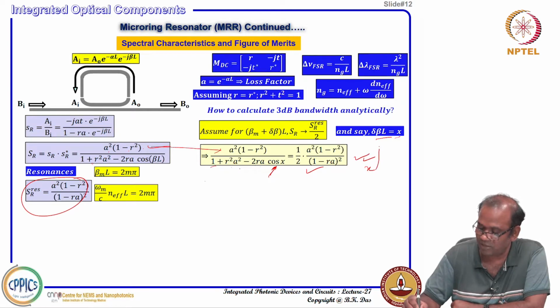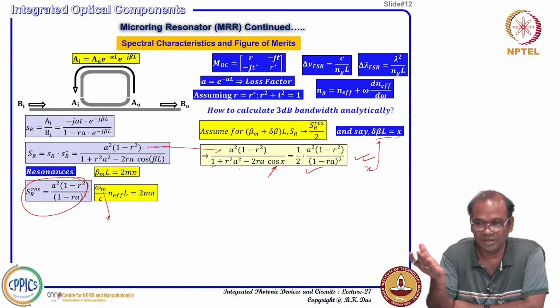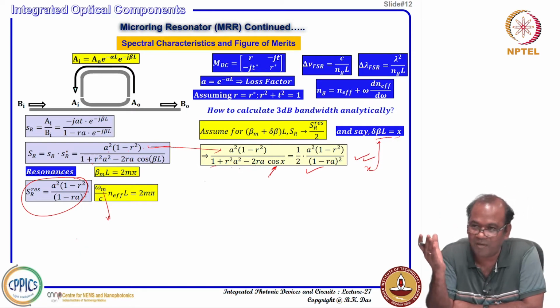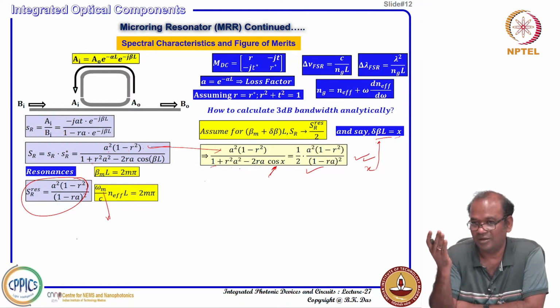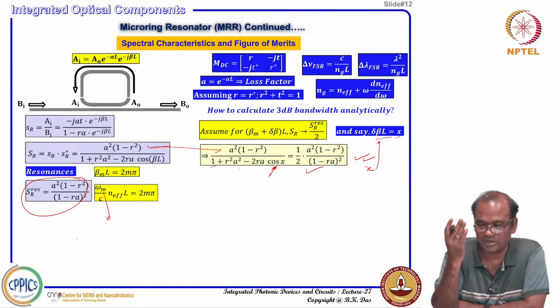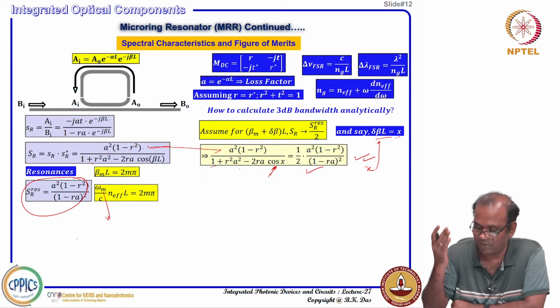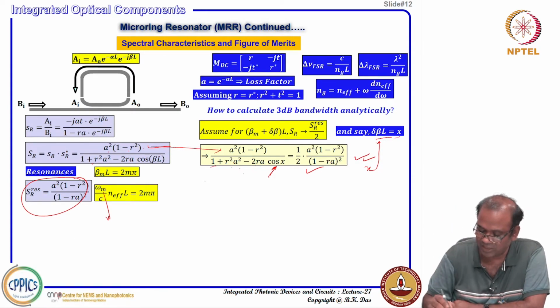Once we know the x value, we can find delta beta. Once we know delta beta, we can find how much the frequency is detuned from resonance, and at that particular frequency the maximum will drop to half. The field strength or power inside the cavity will be half at that frequency. So our intention now is to find x from this expression.